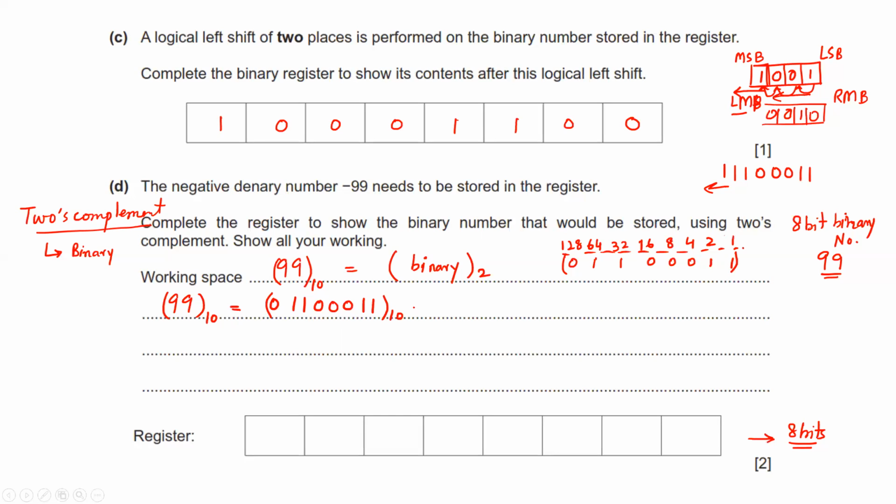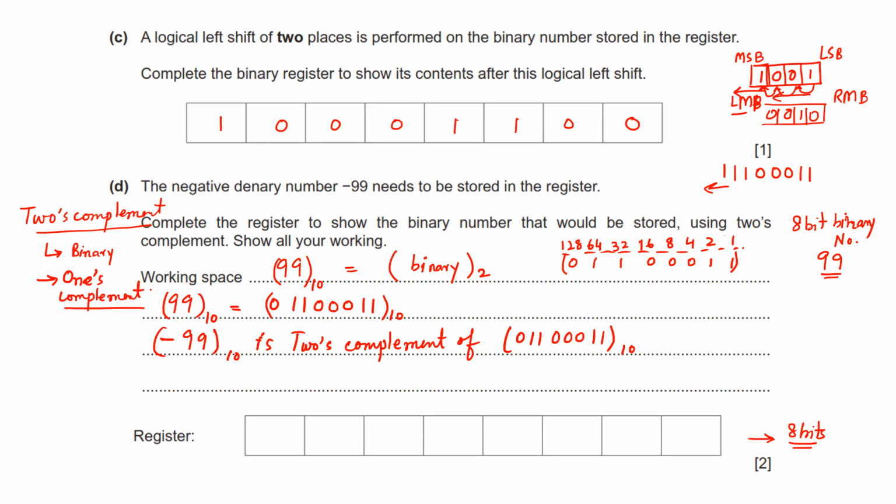Now, if I have to store a negative, so negative 99 base 10 is the 2's complement of 0, 1, 1, 0, 0, 0, 1, 1. So we have to take a 2's complement. So remember, when we have to take a 2's complement, the first step is to take 1's complement.